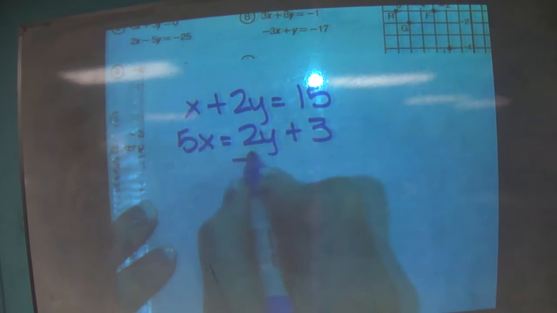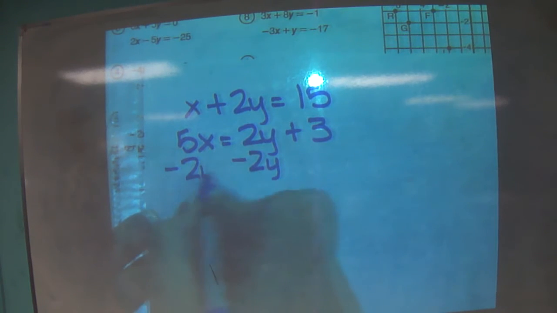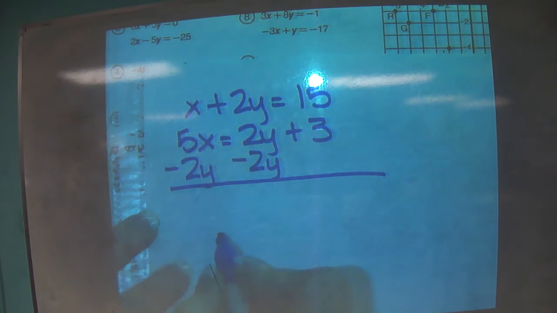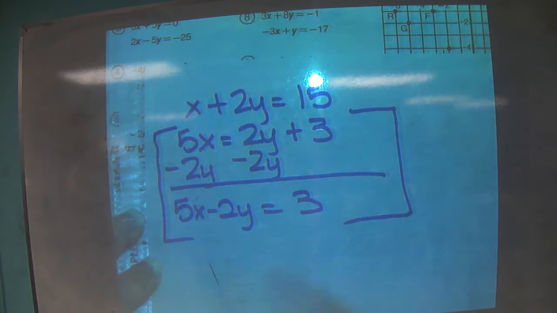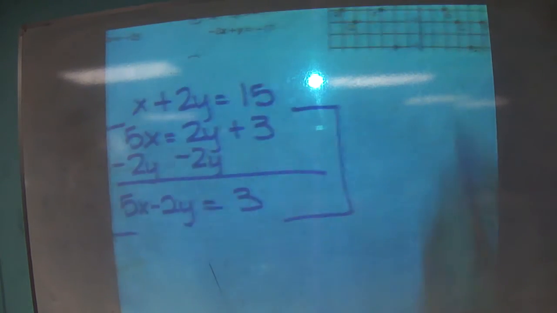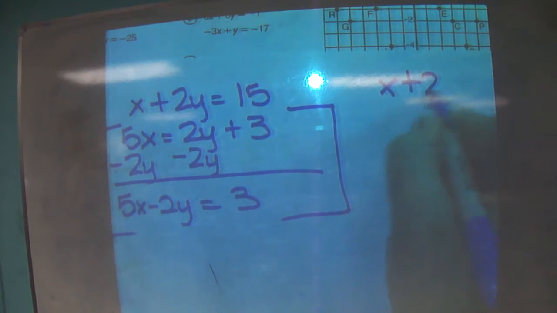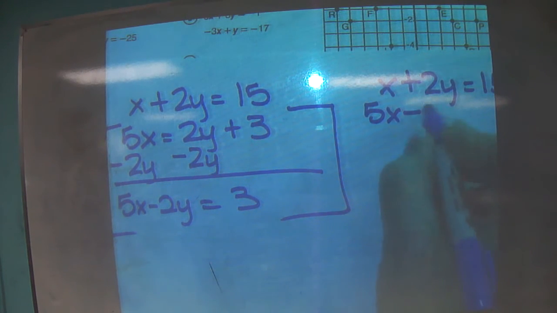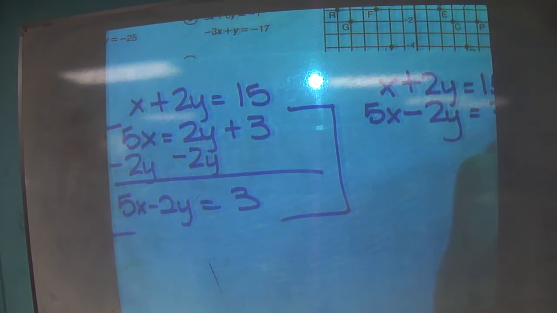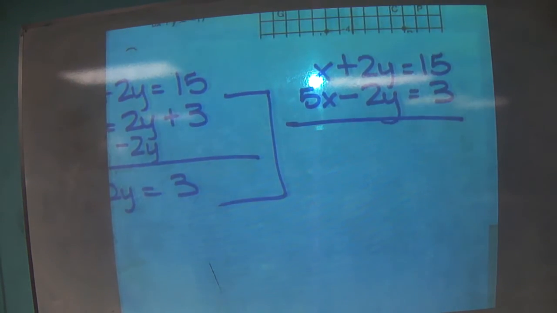So let's add a -2y to both sides of this equation. You see why? So we're going to get 5x minus 2y equals 3. That's just this equation. See what I did and why I did it? So what I'm going to have now is x plus 2y equals 15, 5x minus 2y equals 3. You always want your equal signs lined up. And you want to have x's with x's, y's with y's, integers or rational numbers with rational numbers.